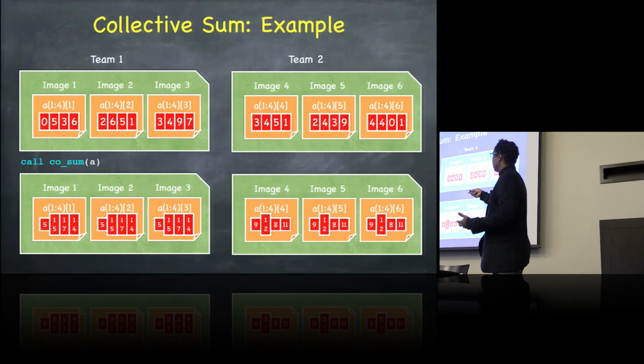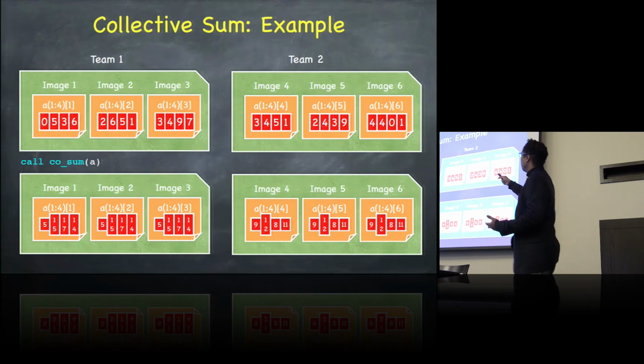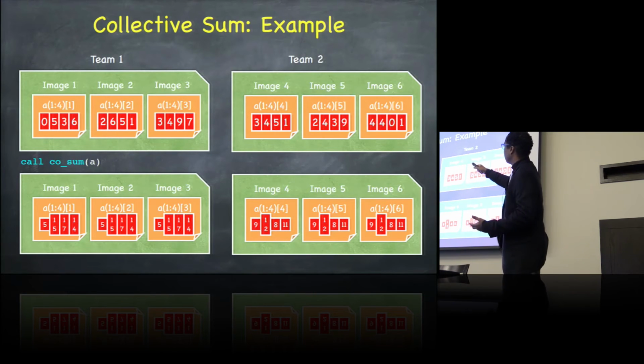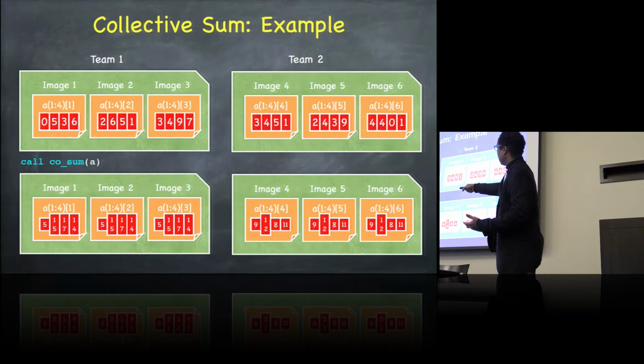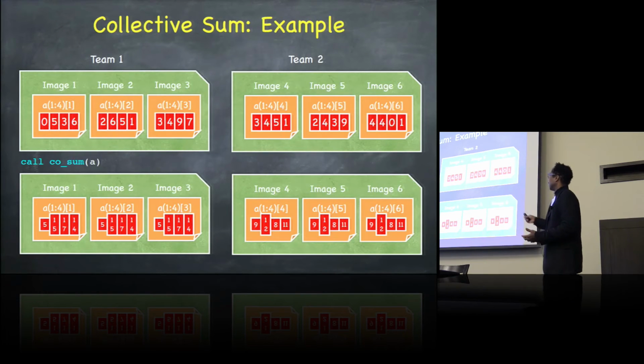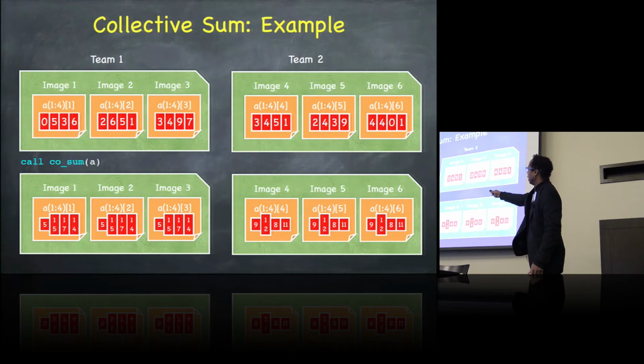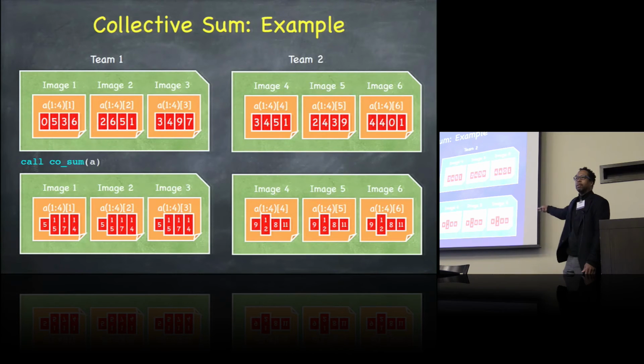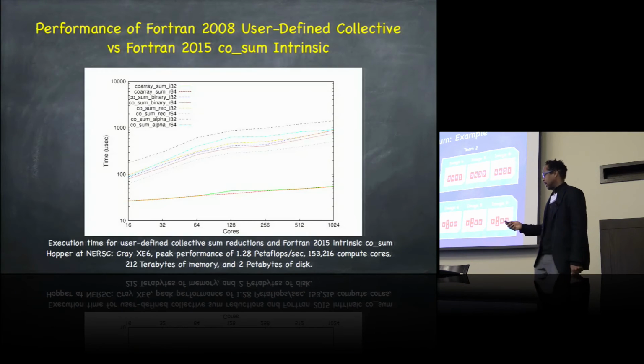So we call the co_sum, and then what we end up with is basically a column-wise sum, so that on the first element on image 1, we end up with 0 plus 2 plus 3, so we get 5. And then the second element, we get 5 plus 6 plus 4, so we get 15. But that happens only within this team, team 1. And team 2 gets a different set of results based on what portion of the co-array it has.